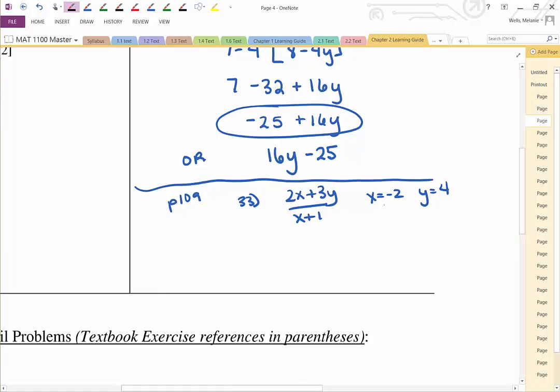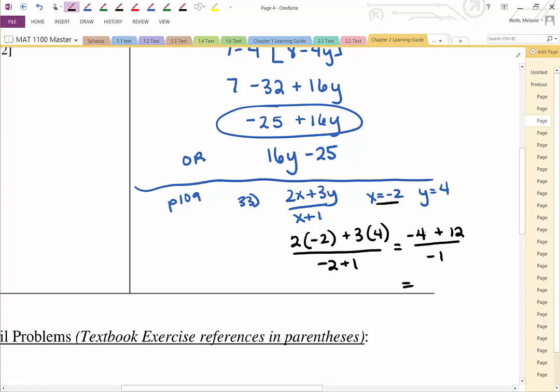So we would substitute negative 2 in for x, so 2 times negative 2 plus 3 times y is 4, over negative 2 plus 1. And then using our order of operations, do the numerator separate from the denominator. The first thing that comes up in our order of operations is multiplication. So 2 times negative 2 would be negative 4 plus 3 times 4 is 12. The only thing left to do in the denominator is to add. So negative 2 plus 1 is a negative 1.